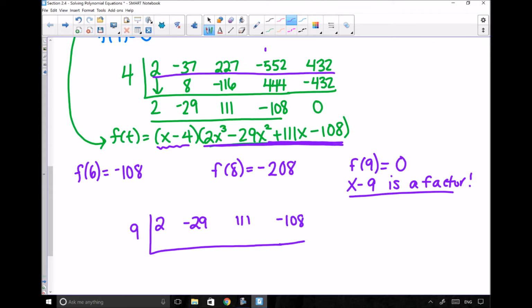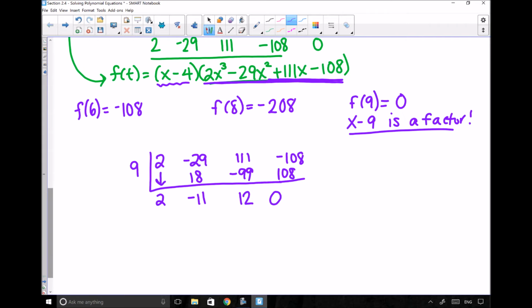Okay, so let's go ahead and see what we get when we do this. I'll bring the 2 down. 2 times 9 is 18. Add these two together, I get negative 11. Negative 11 times 9 is negative 99. Add these together, I get 12. 12 times 9 is 108. Negative 108 plus 108, they cancel each other out, you get 0.